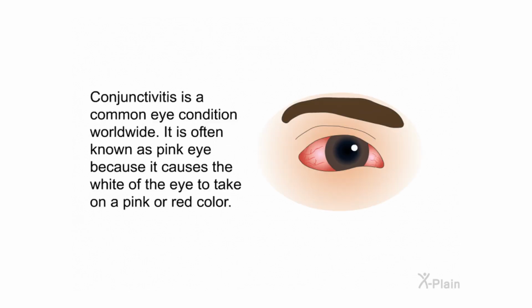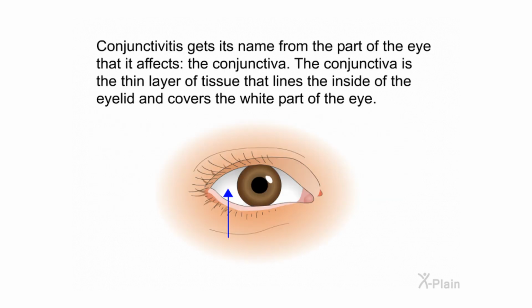Conjunctivitis. Conjunctivitis is a common eye condition worldwide. It is often known as pink eye because it causes the white of the eye to take on a pink or red color. Conjunctivitis gets its name from the part of the eye that it affects, the conjunctiva. The conjunctiva is the thin layer of tissue that lines the inside of the eyelid and covers the white part of the eye.